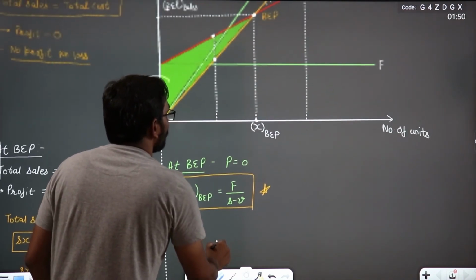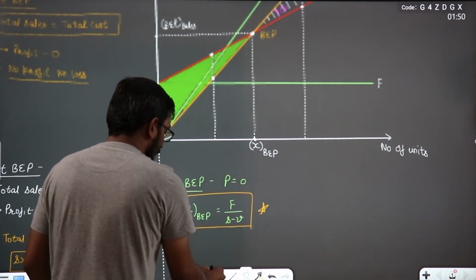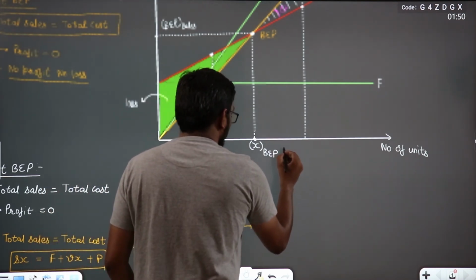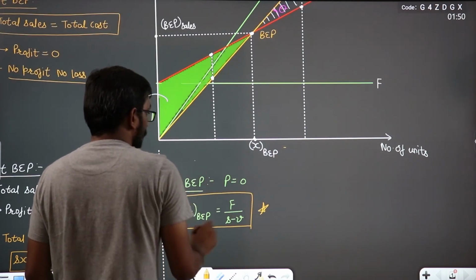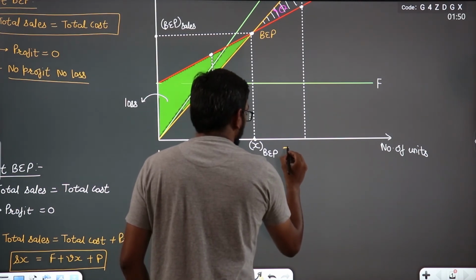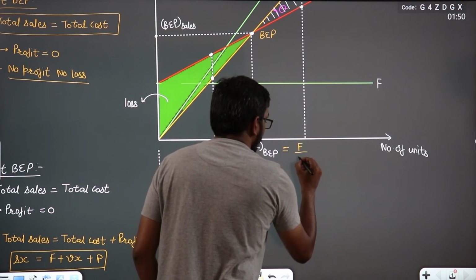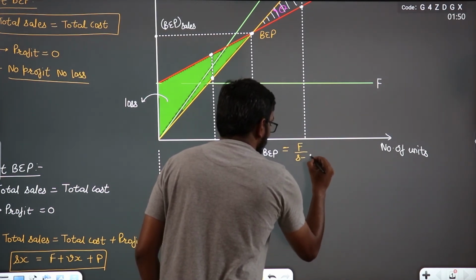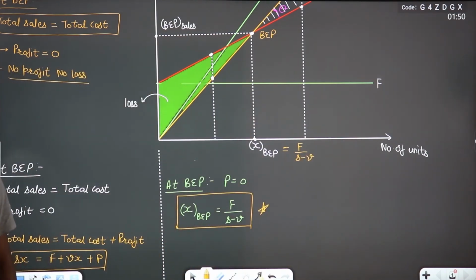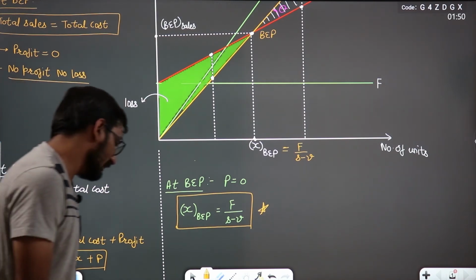That means we are talking about this one: x at break even point will be equal to F upon small s minus small v.